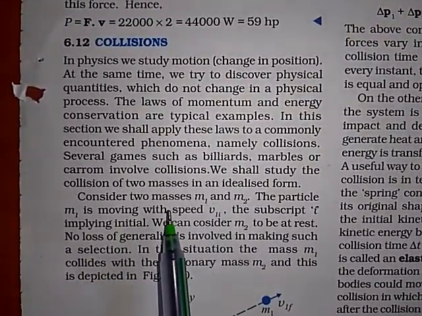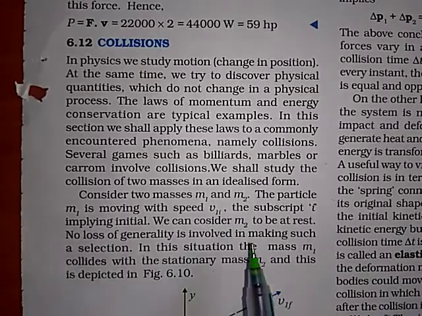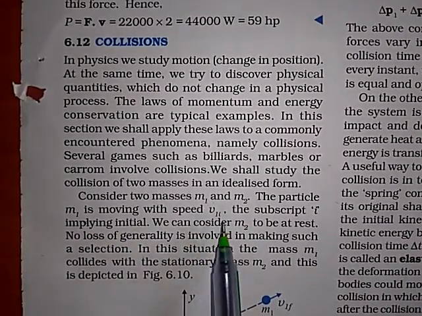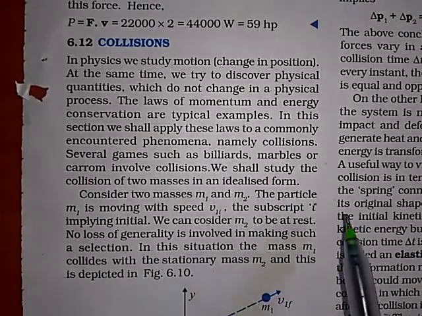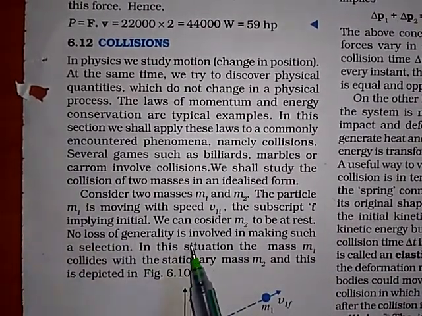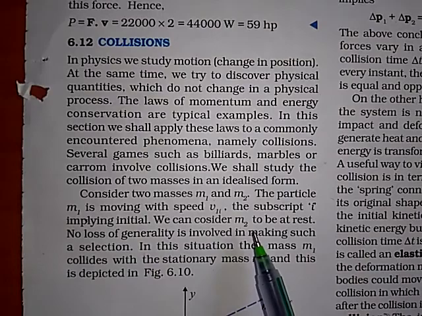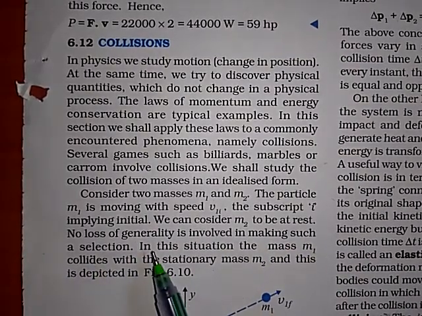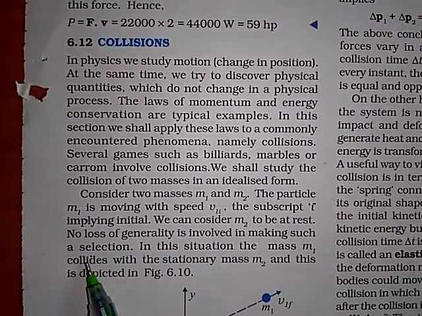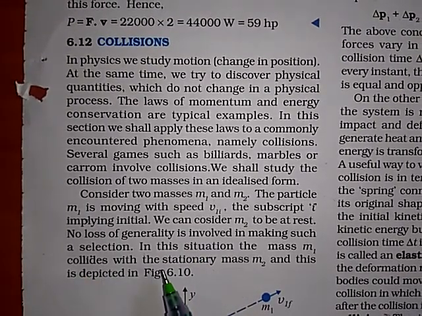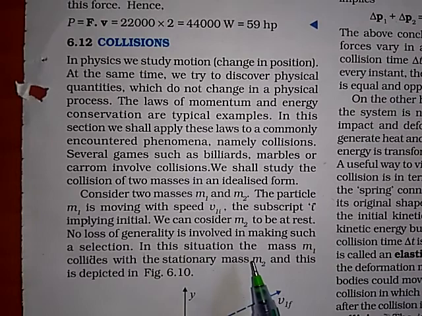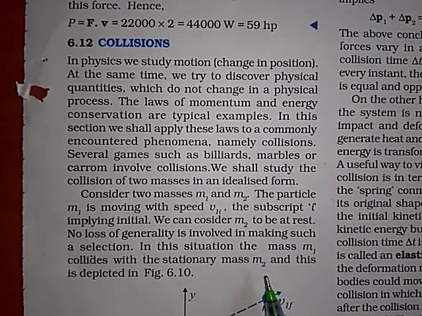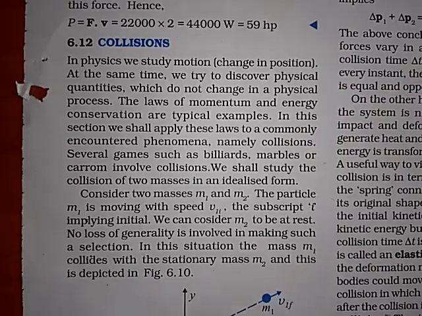Consider two masses m1 and m2. The particle m1 is moving with speed v1i, the subscript i implying initial. We consider m2 to be at rest. No loss of generality is involved in making such a selection. In this situation, the mass m1 collides with the stationary mass m2, and this is depicted in figure 6.10.